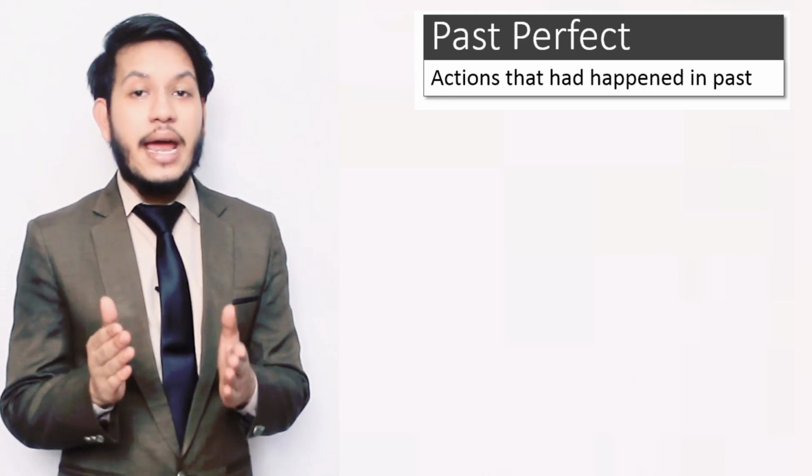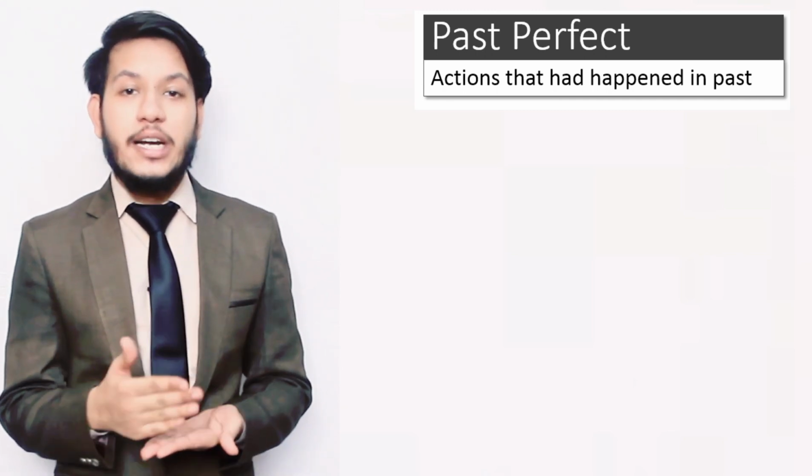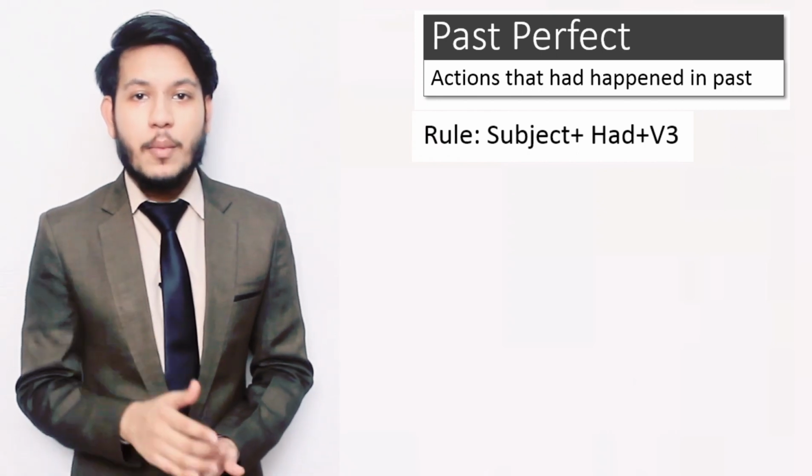Now let's move to past perfect tense. We use this tense for the actions that had happened in past. यानी हम ये tense उन actions के लिए use करते हैं जो past के अंदर ही फिनिश भी हो चुके हैं, यानी जो एक्शंस कंप्लीट भी हो चुके हैं. And we make past perfect tense with a subject plus had and plus third form of the verb.